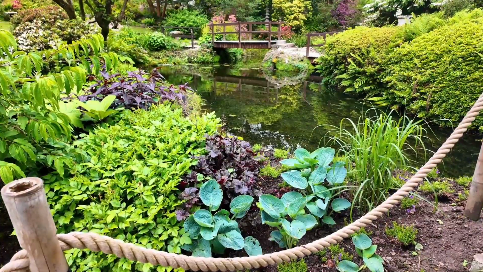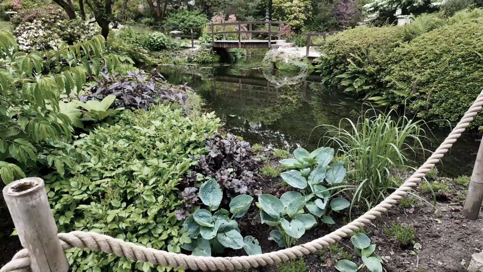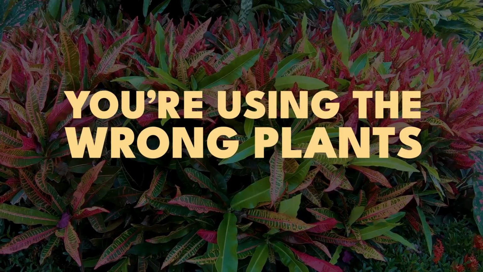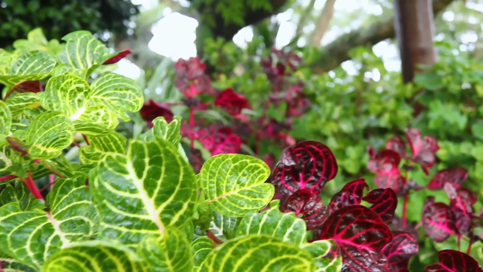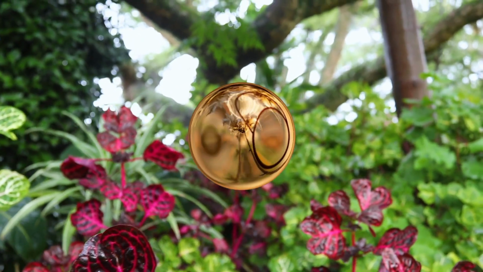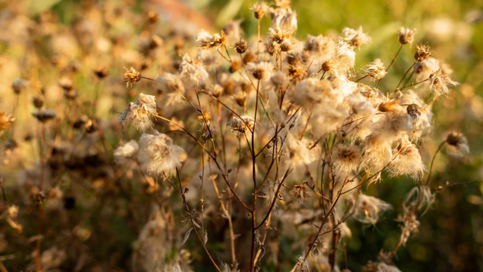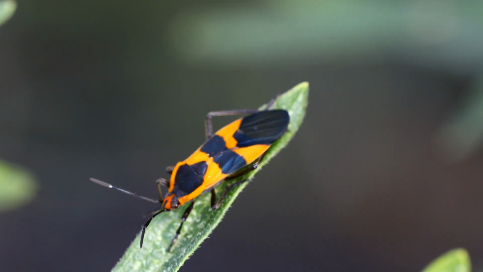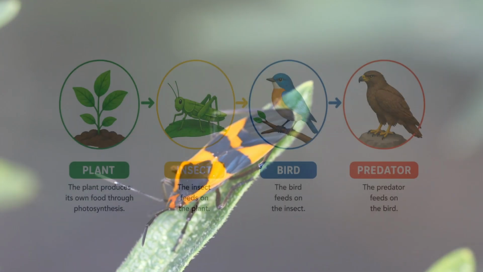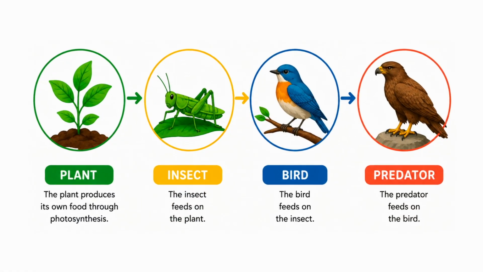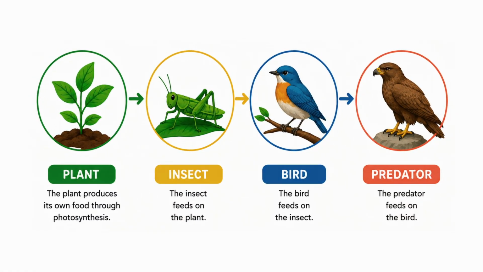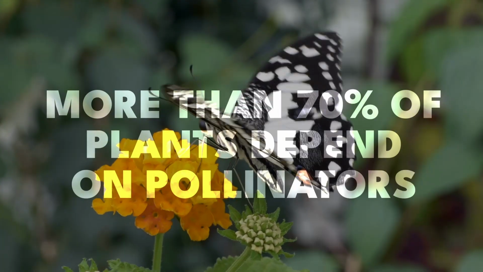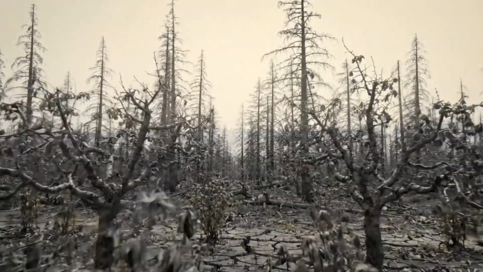You can have all of this and still fail to attract life. Why? Because you're using the wrong plants. Many ornamental plants don't support local insects, and if there are no insects, there's no ecosystem. Insects are the foundation of everything. They are the first link in the chain. Plant, insect, bird, predator. When you eliminate insects, you break the entire system. More than 70% of plants depend on pollinators. Without them, there's no balance.